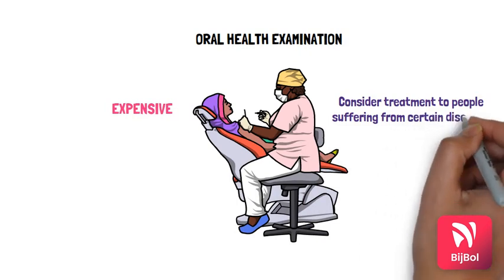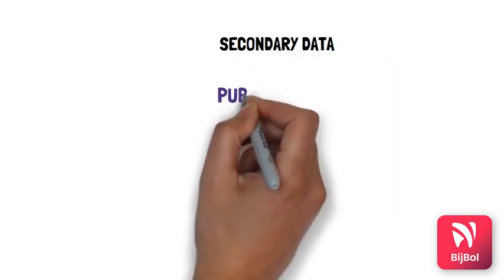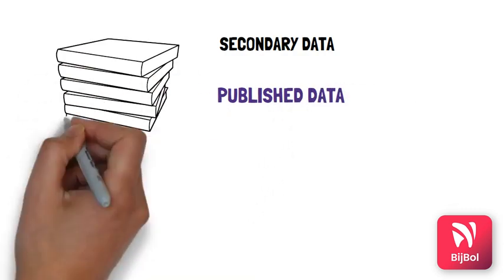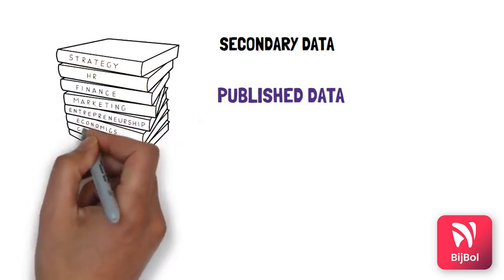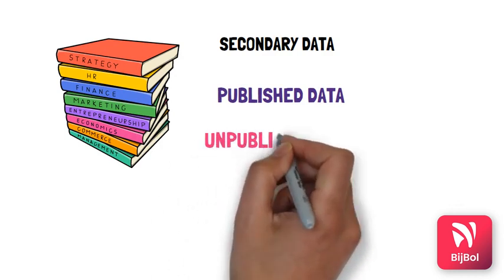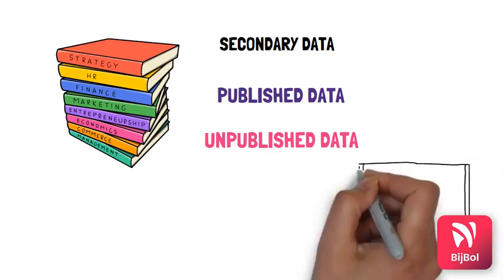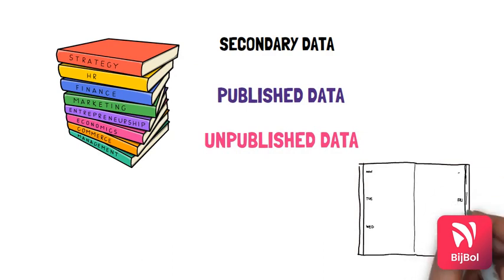Now let us see the methods of collection of secondary data. The first one is published data. These are the information which is collected from various publications of the central, state and local governments. It can be from books, magazines, newspapers, various publications of government and international units. Unpublished data is the data that have been collected from unpublished sources, that is diaries, letters, unpublished biographies and autobiographies.